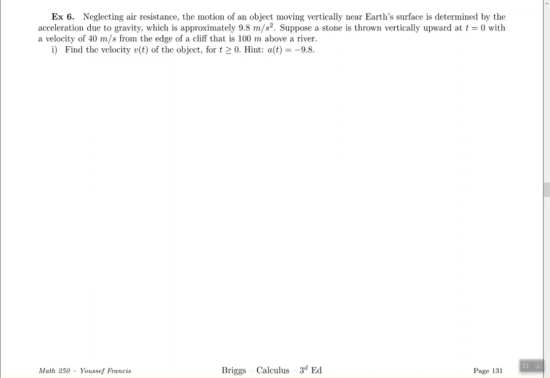Example 6 discusses a physics kind of application of derivatives and antiderivatives, and it has to do with position, acceleration, and velocity. So before I get into how to solve the problem, let's take a look at some concepts related to this. In physics, the position function is typically called s of t. I'm not sure why they call it s of t, but that's what they use. Velocity is called v of t, and acceleration is typically called a of t.